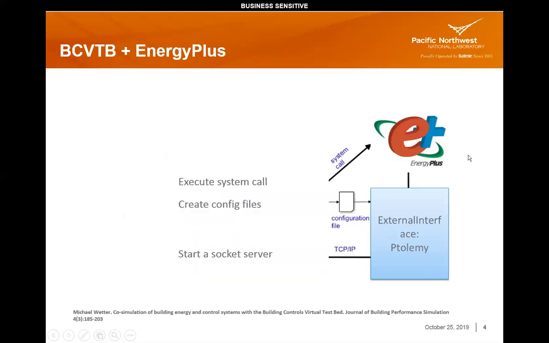So in our case, we basically leverage three functions. First one is to execute the system call to start EnergyPlus, and then we also utilize the configuration file function to customize the configuration for the EnergyPlus simulation. And then we also set up the socket server. Those are the three necessary components to start EnergyPlus in a co-simulation mode.